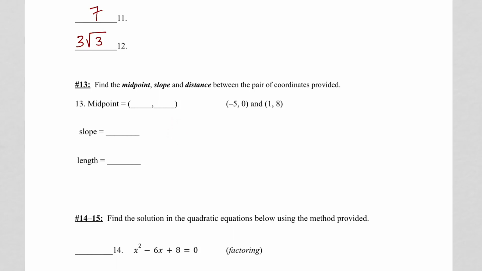Okay, the slope formula is the difference of the y's divided by the difference of the x's. The difference of the y's is the rise, and the difference of the x's is the run, so we have rise over run. So y2 is 8 minus y1, which is 0. x2 is 1 minus x1, which is negative 5. So that'll become a plus 5. 1 plus 5 is 6, and when we reduce this, we get 4/3.